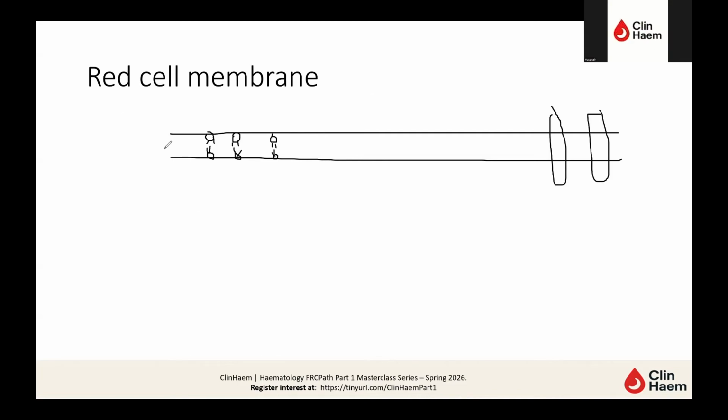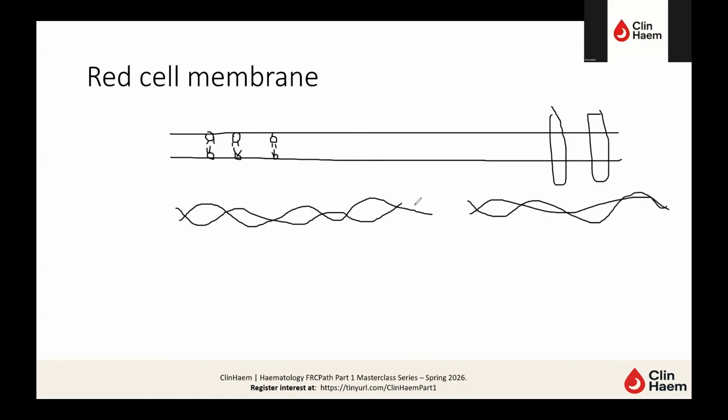So all of this is held to the substance of the cell, which is the cytosolic substance of the cell, with some proteins. So these are actin. They are present underneath the cell, and they're joined together here. So these wavy ones are spectrin proteins.